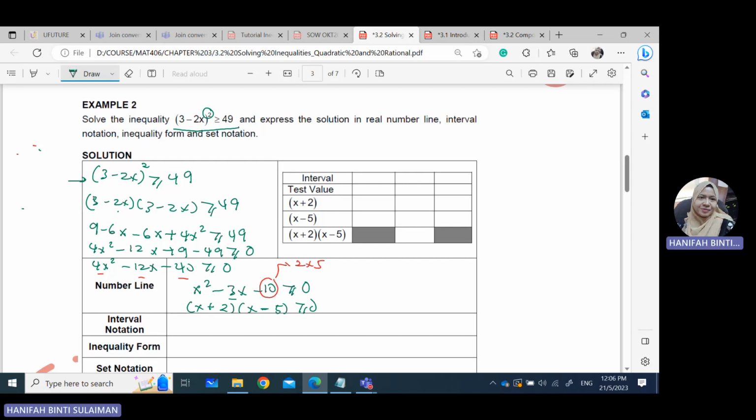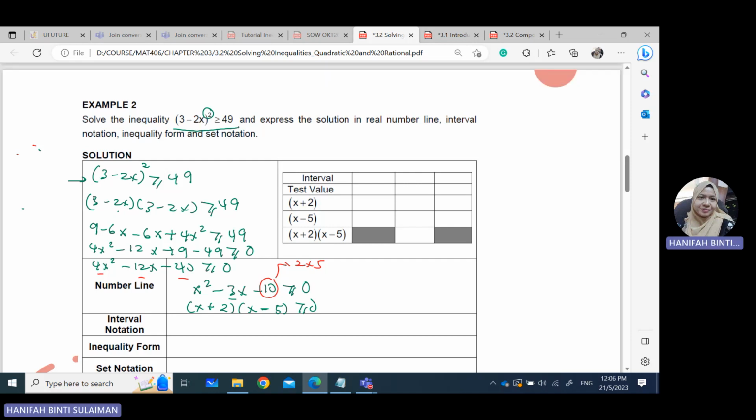Ini cara congal lah, tapi sebenarnya boleh guna calculator. Saya tak tahu guna calculator. Sudah saya pandai guna calculator. Rasa semua orang boleh guna calculator juga lah untuk factorize yang ni. Okay, just use your calculator. Okay, so now we have x plus 2 times x minus 5 is greater than or equal to 0.